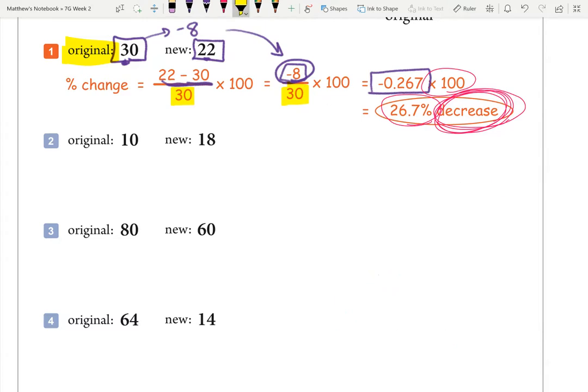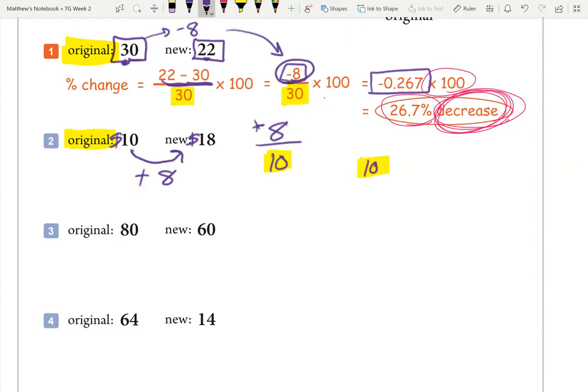I'm going to go ahead and highlight my original, so that way I don't forget where it is in my equation. And then I'm going to circle my change here. All right, so I'm going from 10 to 18. So let's say I have $10, and now I have $18. Well, I just added +$8. Okay, so my change is going to be 8 up top here, positive 8. And that's going to be over my original of 10.